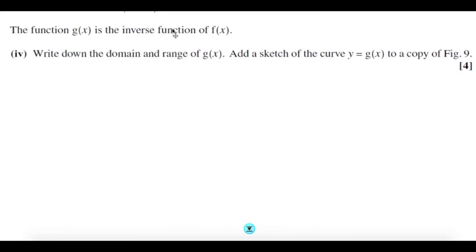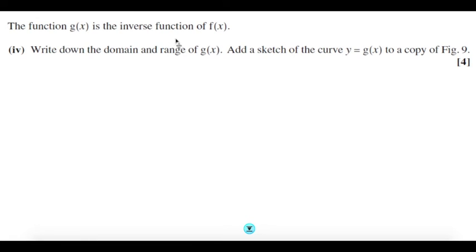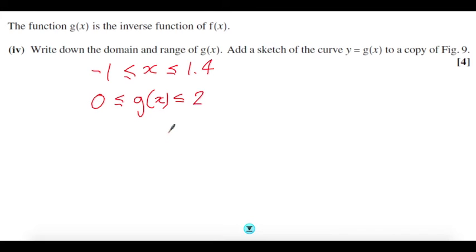So soldiering on. The function g of x is the inverse of f of x. Write down the domain and range of g of x. Right, the reason we can just write this down is because as it's the inverse, we just have to swap the domain and range of f of x. So the domain of g of x is going to be between minus 1 and 1.4, so it's the range of the other one. The range of g of x is going to be the domain of our original function, so between 0 and 2.